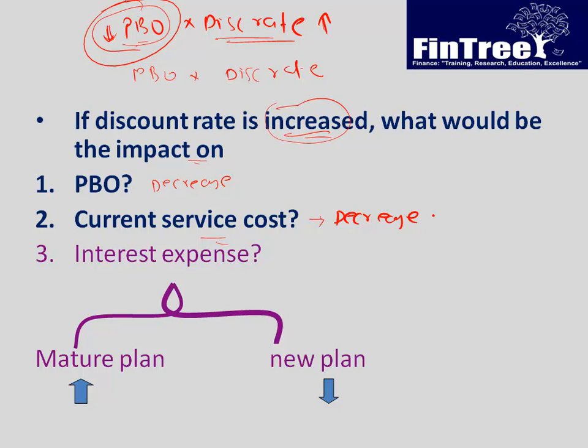You want to ask something? Service cost would be a small amount. Yes. No, it would be a very high amount. The reason why service cost would be a very high amount in this case is that we were discounting it backwards for 23 years. But with a mature plan, we would be discounting it backward only for 1 or 2 years.